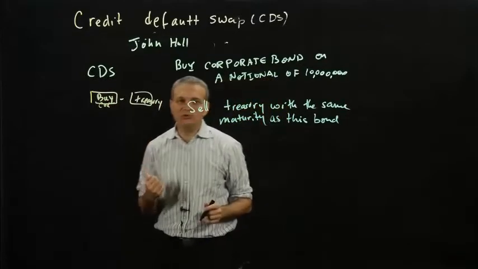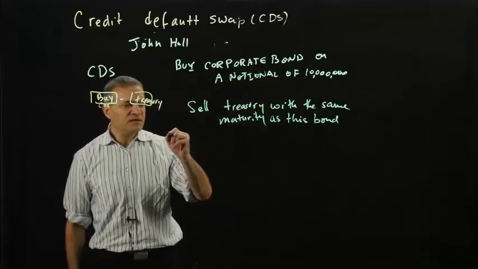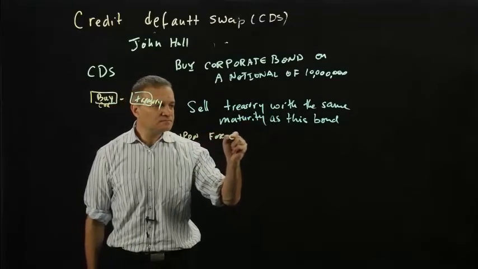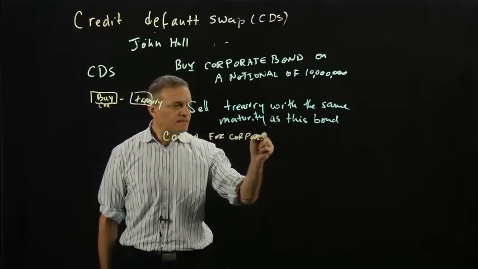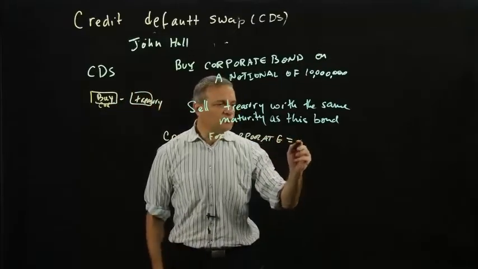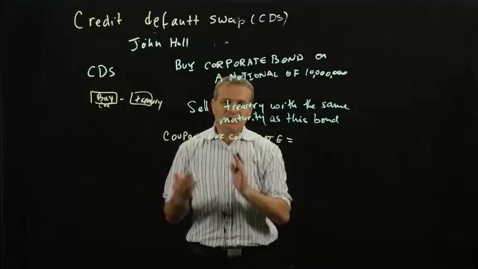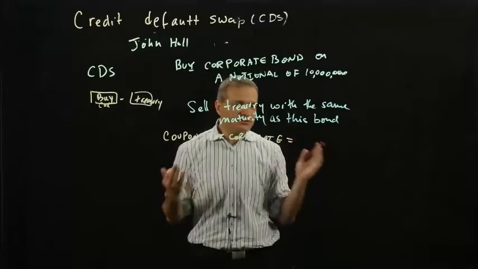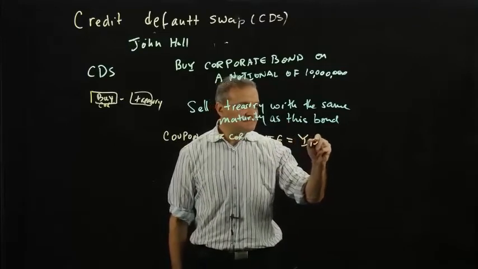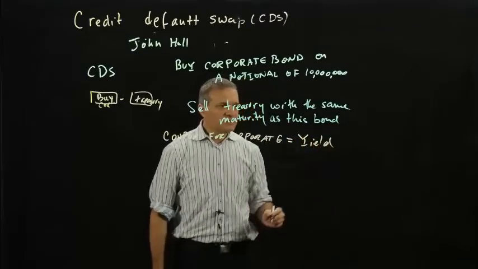Now we know that in this case, the coupon for the corporate, it's a bullet bond, and its price equals its notional, so it's 10 million, so it's 100. It will be equal to its yield. Now, yield corporate.